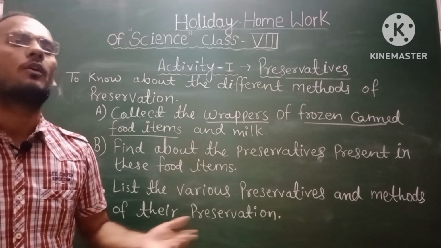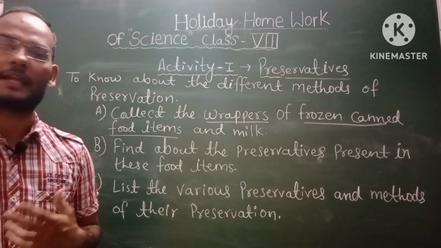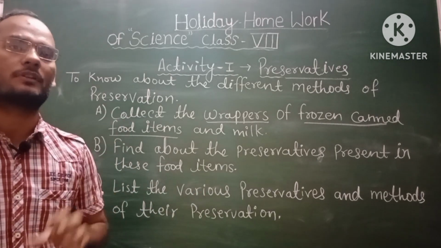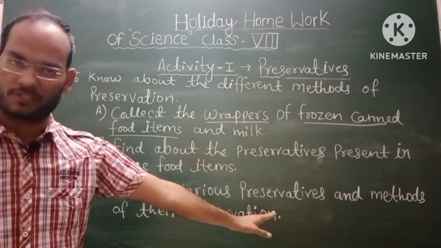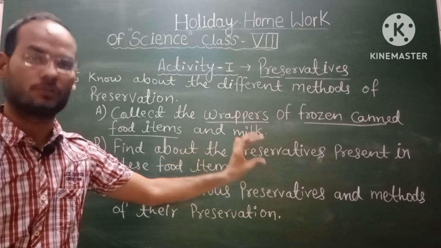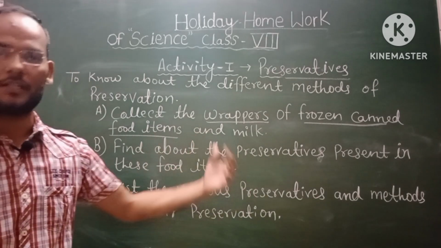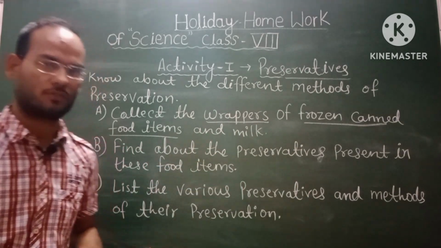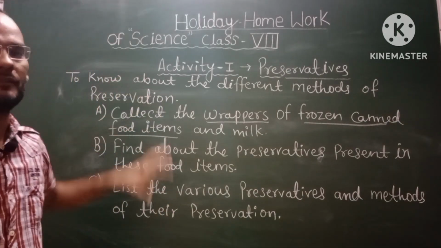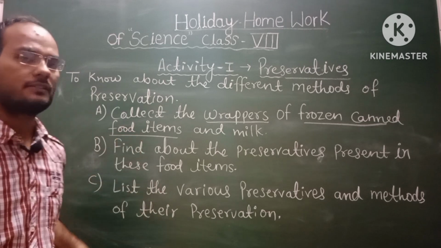And similarly we also use the sugar in jams and jellies to reduce the growth of the microorganism by adding. Clear? And such kind of methods you have to write in front of the preservatives. Make the list, and in front of the preservative you have to write their uses and methods, how to use this one preservative in different food items to prevent the spoilage. Clear? So this is the first activity. By this way you have to do in your notebook. So next activity we will discuss.